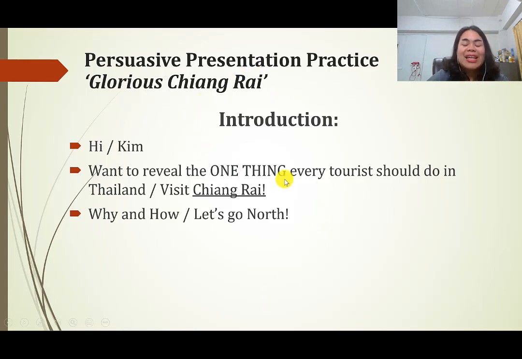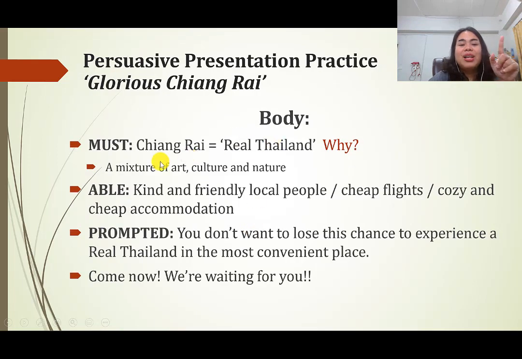So like I said, this is already in the outline, in the words, but I will show this again in the slides. Okay. I want to review one thing. Why, how? Let's go north. Body, okay? Must. Why should they go to Thailand, to Chiang Rai? Because Chiang Rai is the real Thailand. Why? A mixture of art. Support, okay? Able. They should come to Chiang Rai. Why? Kind, friendly local people.